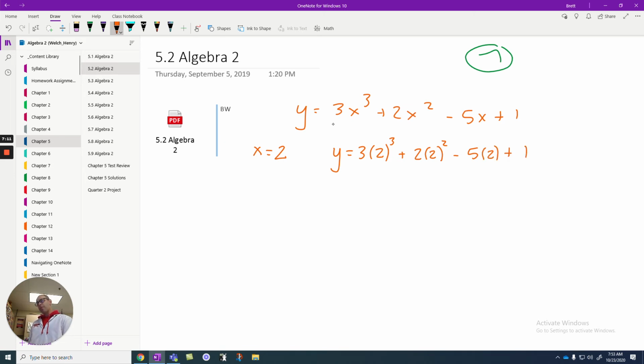And now I have to go through my PEMDAS, my order of operations, to clean this up. I'm not going to multiply until my exponents have been done. 2 to the third is 8 plus 2 times 2 to the second is 4 minus, now I can do some multiplications. That's 10 plus 1. This becomes 24 plus 8 minus 10 plus 1. 24 plus 8 is 32. Minus 10 is 22. Plus 1 is 23.